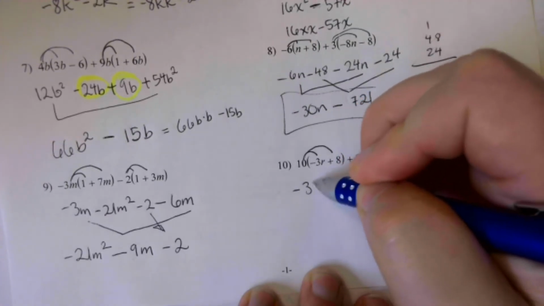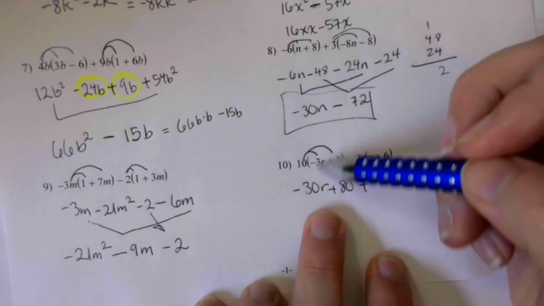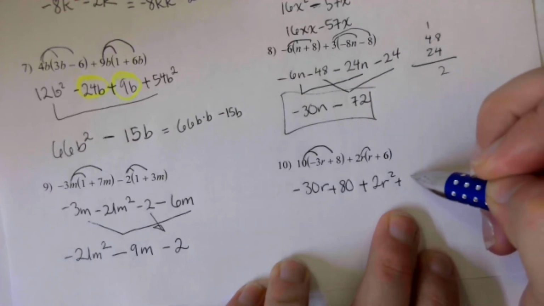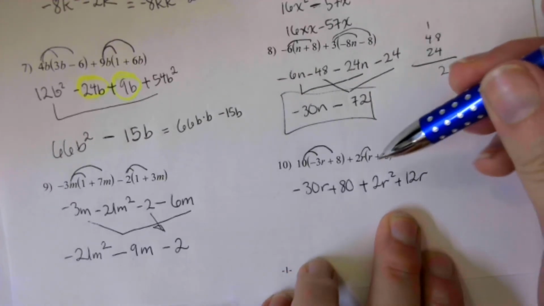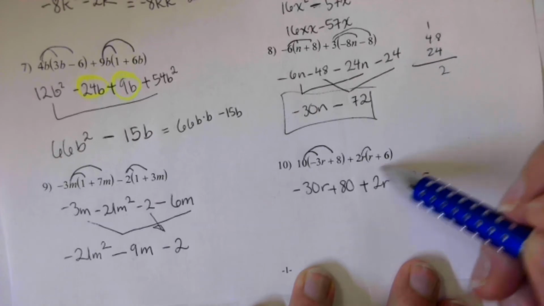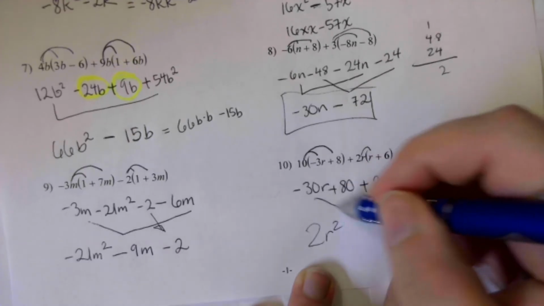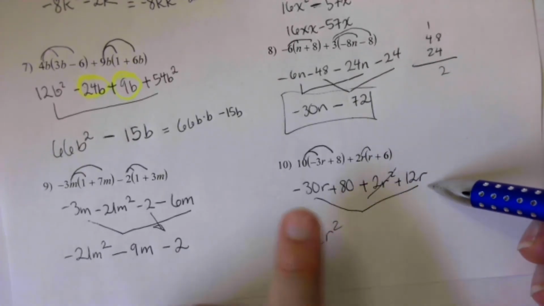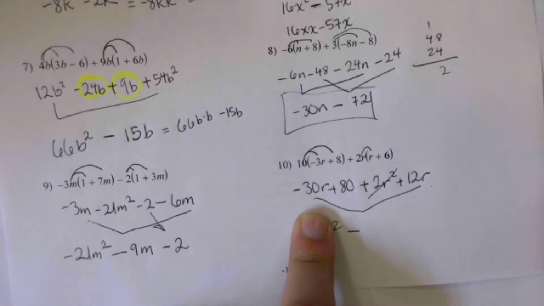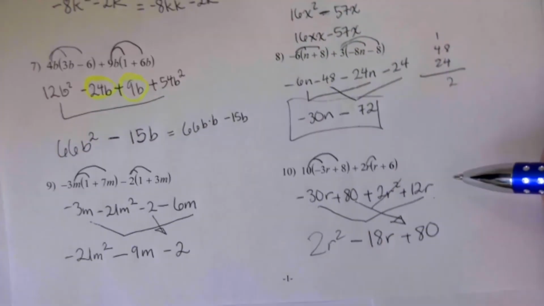Distribute. Double check. Distribute. Double check. Squared goes first, go in order. Then my r terms. Different signs, bigger group is the 30 and it's negative. 30 take away 12, 18. And then 80. All done.